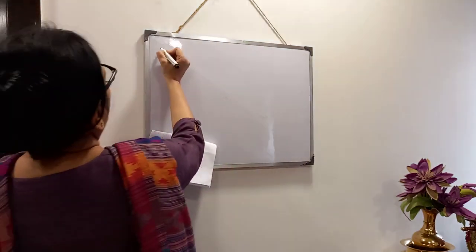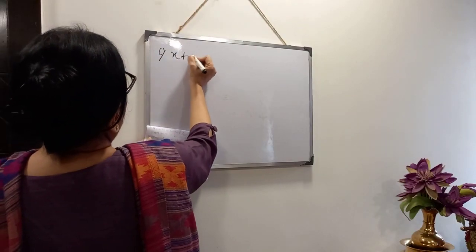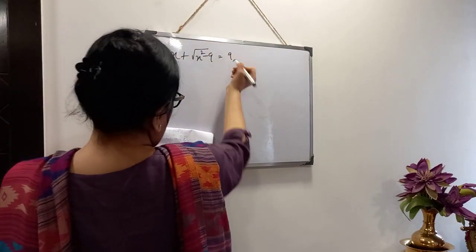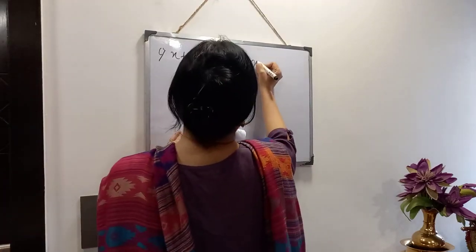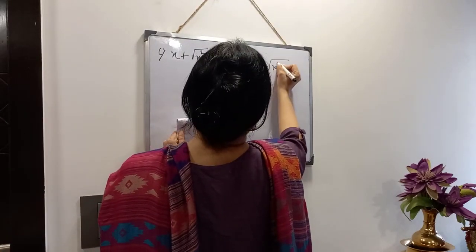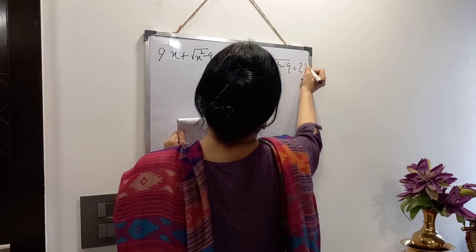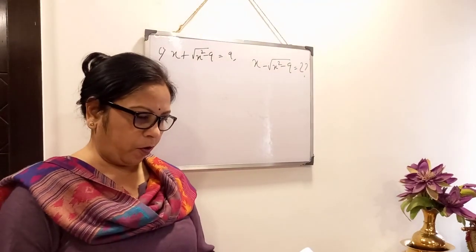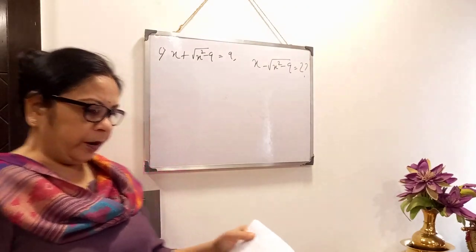Next is, this is interesting. If x plus root over x square minus 9 equals 9 is given, then you have to calculate the value of x minus root over x square minus 9. This you have to calculate. Clear? So from here, this trick you have to apply.